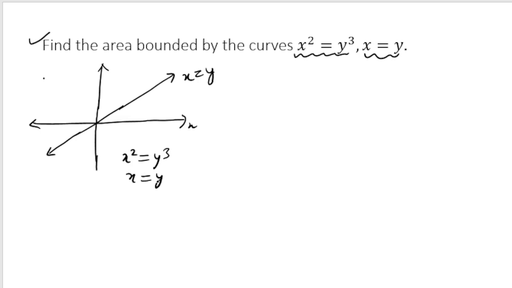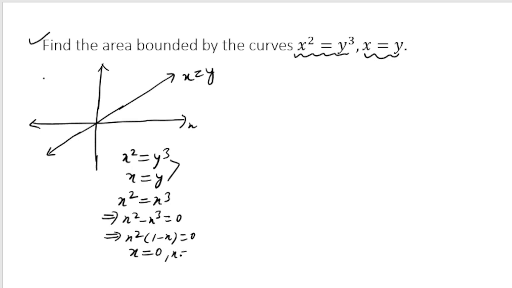So if you solve it, you can clearly see that in place of y if we put x, suppose I take x square is equal to x cube, solving these two equations. So I will get x square minus x cube is equal to 0. So I can take x square common, x square times 1 minus x is equal to 0. So it will intersect at x is equal to 0 and x is equal to 1.